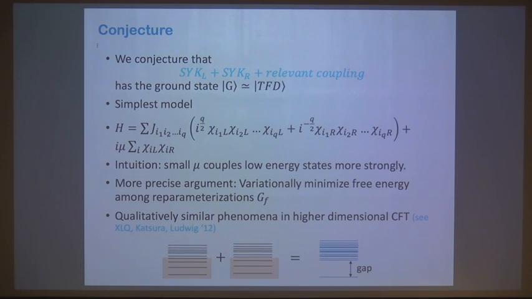If you want to be a little more precise than this naive intuition, you can think variationally. As we discussed previously, the low energy degrees of freedom in this theory are given by these reparameterizations. Previously, your ground state corresponds to one particular point in that manifold of reparameterizations, which corresponds to, say, this power law correlator for one copy. And then the other copy will be the same if you don't couple them. When you turn on the coupling, but the coupling is small, you still stay in that low energy manifold, but because of the coupling, you move to somewhere else.